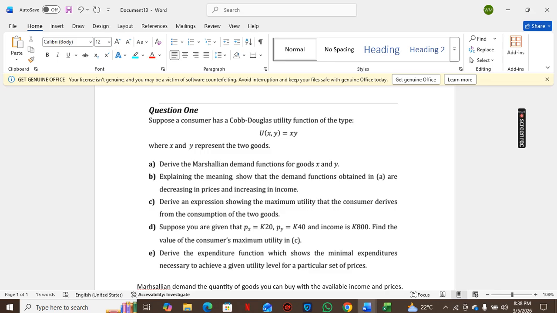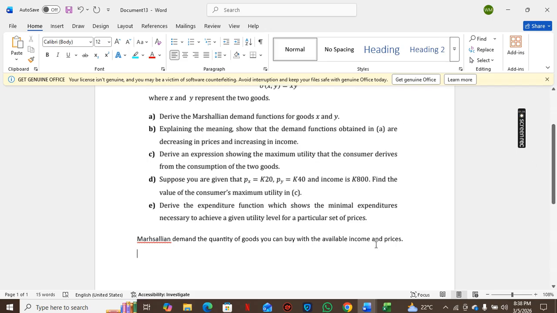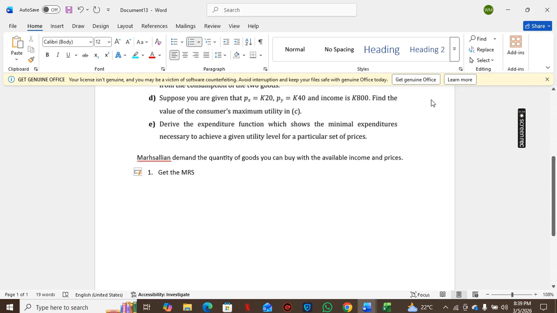Okay, so we need to derive it. So this is how you derive the Marshallian demand function. Step one, get the marginal rate of substitution. The trade-off rate, how much of good Y you are giving up to get good X. That's the first thing. So we get the marginal rate of substitution, which we're going to do here.